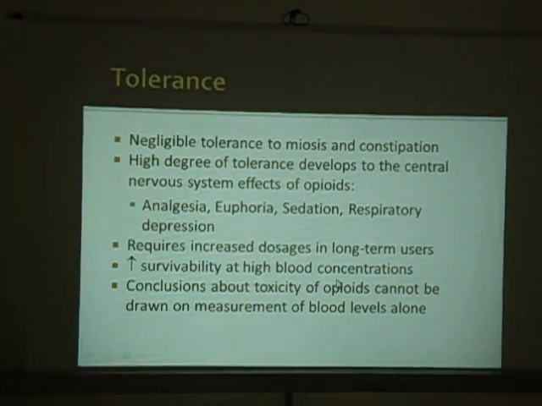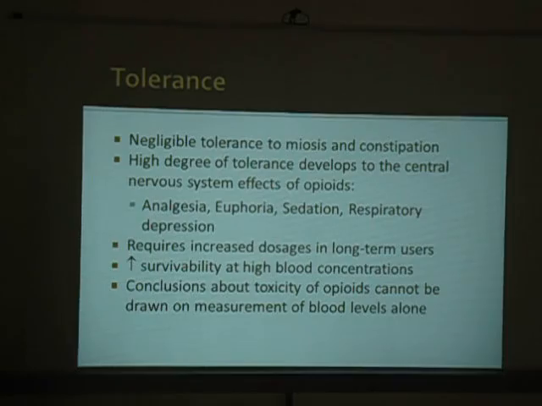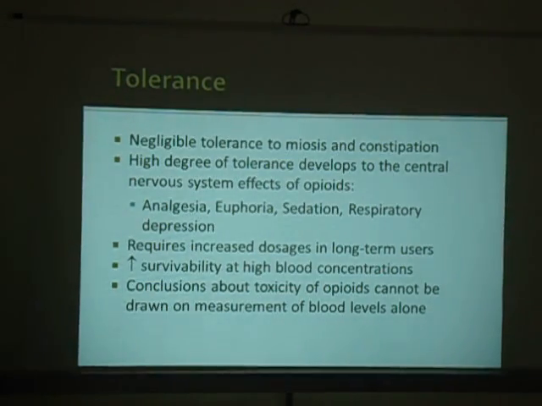This point is very important. So you may think that the person already has a toxic dose in his blood, the person may die, anyhow we have to treat the patient. That may not be the condition, because after prolonged use, the survivability of the patient will have increased. So we can give a shot to make the patient survive by giving an appropriate dosage of the antagonist. So conclusion about toxicity of the opioids cannot be drawn by the blood levels alone. So this is what I was trying to explain.